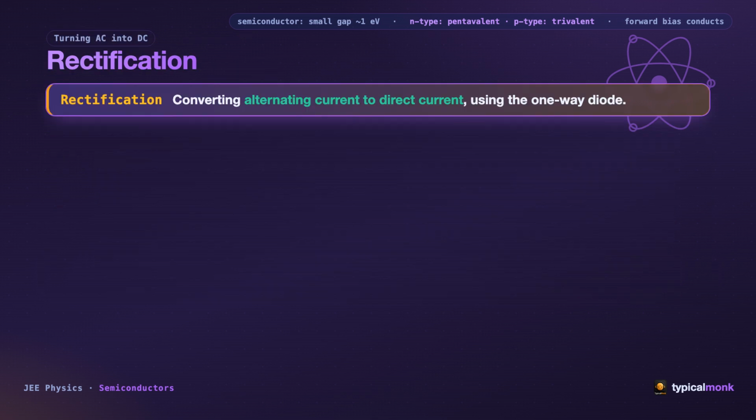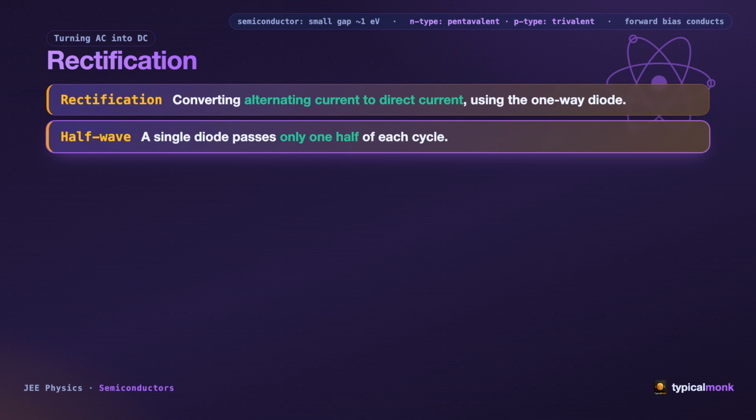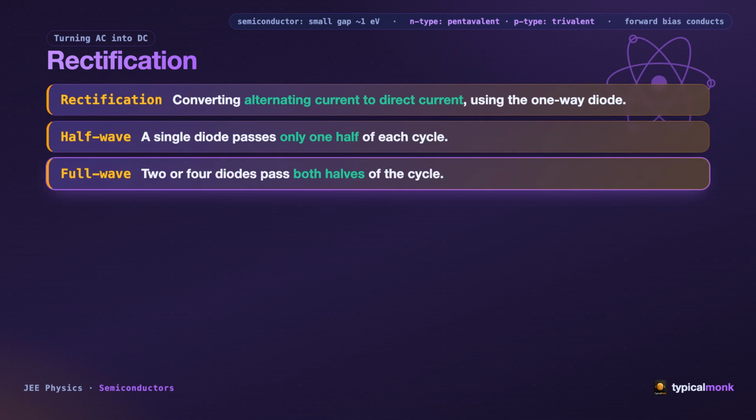Now, the diode's great job. Rectification: converting alternating current into direct current using the one-way diode. Half wave: a single diode passes only one half of each cycle. Full wave: 2 or 4 diodes pass both halves of the cycle.